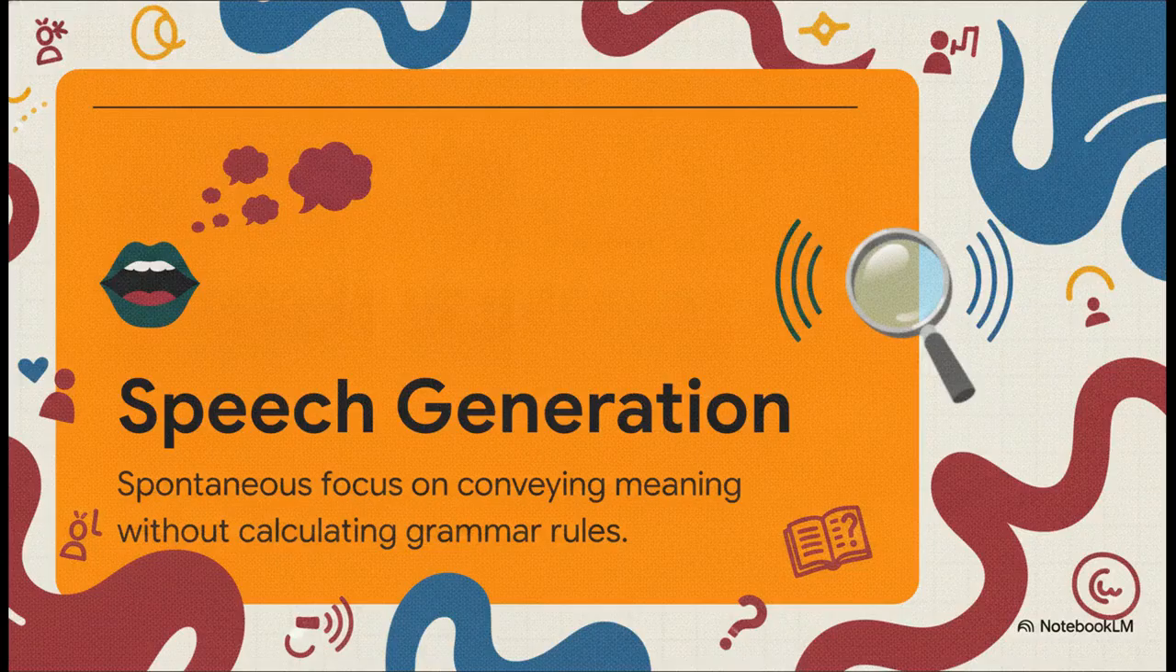Which leads us to this vital concept, speech generation. When people speak natively, they aren't thinking about grammar at all. They are focused entirely on the meaning they want to convey. Speech generation happens spontaneously, completely at a subconscious level. You just feel whether a sentence sounds right or wrong. You don't calculate it. Historically, millions of illiterate people have spoken their native languages fluently and correctly without knowing a single grammar rule or even knowing how to read. So language usage isn't about mechanics, it's about generating speech.